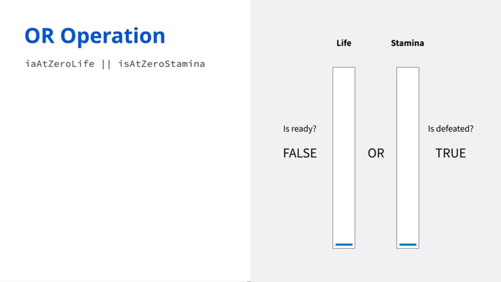But since this is an OR operation, the player is defeated if just one of the variables is true. Even when the player has some life, in this example, the player is still defeated because his stamina is at 0. It is only when both variables are false that the operation returns false. This is when the player has a little bit of both, life and stamina.